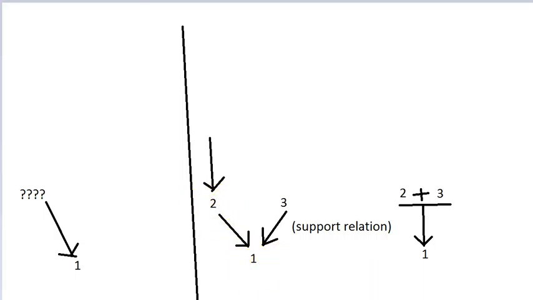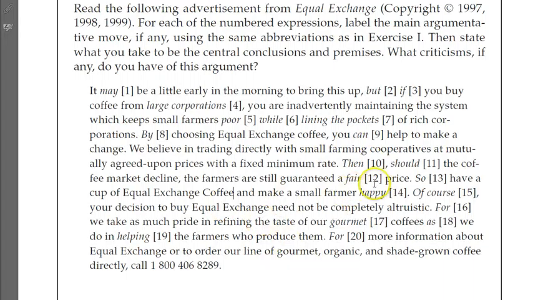Like, just a quick example here from this coffee thing. What's one thing they talk about in this essay as a reason to buy Equal Exchange coffee? Well, it says it tastes good, right? That's the idea that they're going for here when they're saying that your decision to buy Equal Exchange need not be altruistic. There's a selfish reason. We try to make it taste good.